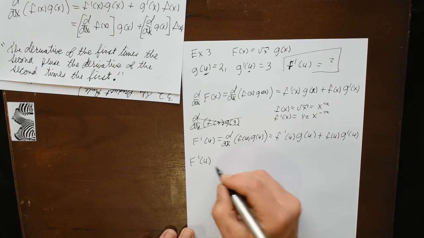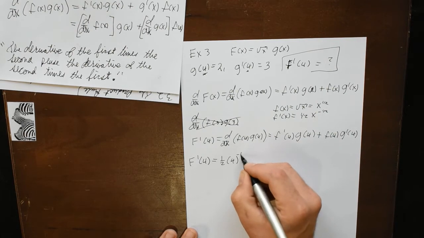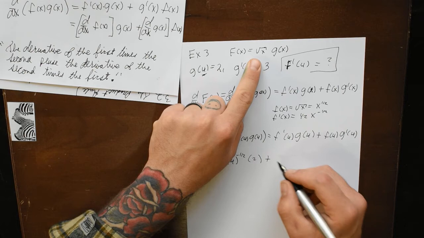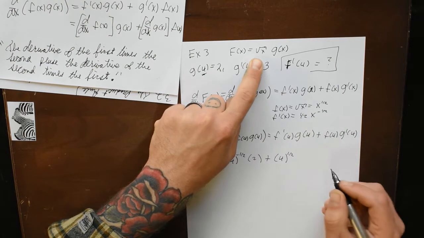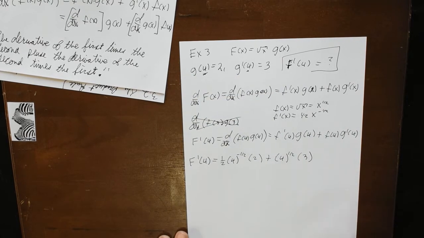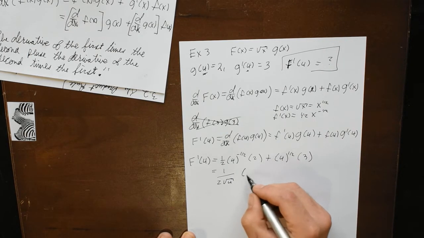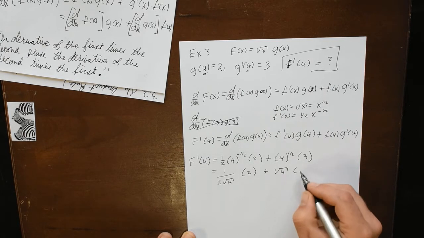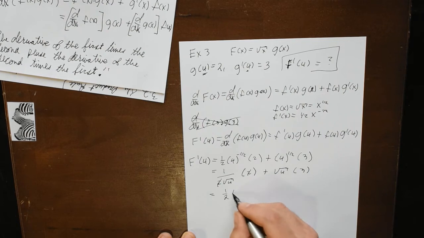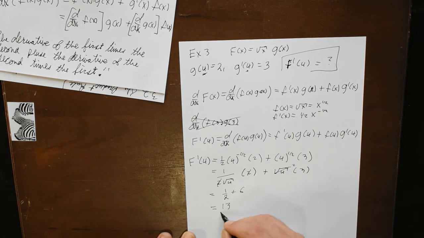F prime of 4, the thing that we're after, is going to be equal to little f prime of 4, 1/2 of 4 to the negative 1/2, times g of 4. G of 4 is equal to 2, plus f of 4. F of 4 is going to be 4 to the 1/2, times g prime of 4. I'm sorry, g prime of 4 is 3. Simplifying, it might help to rewrite this. This is 1 over 2 times the square root of 4, times 2, plus the square root of 4 times 3. That 2 is going to cancel out with that 2, and we're left with 1 over the square root of 4, which is 1/2, plus the square root of 4, which is 2, times 3, which is 6. And we get 13 halves.